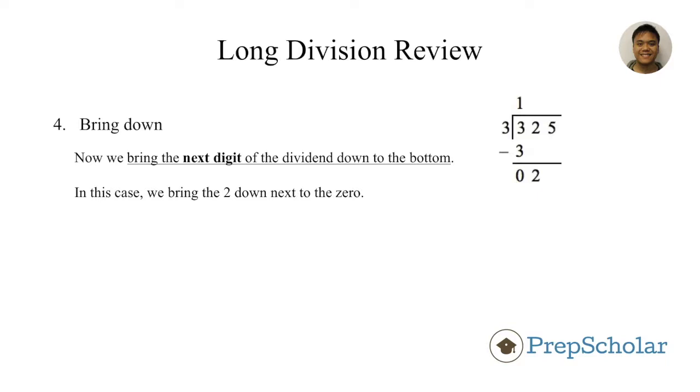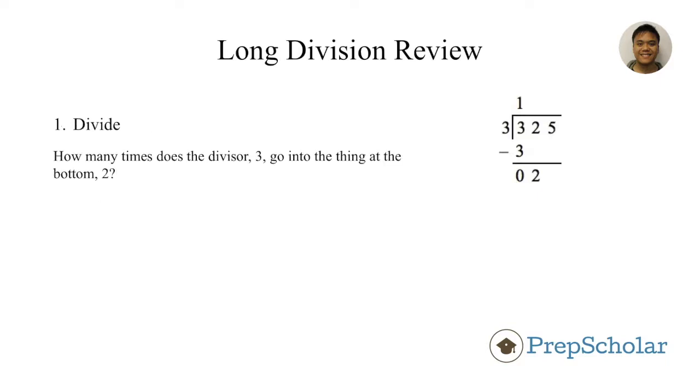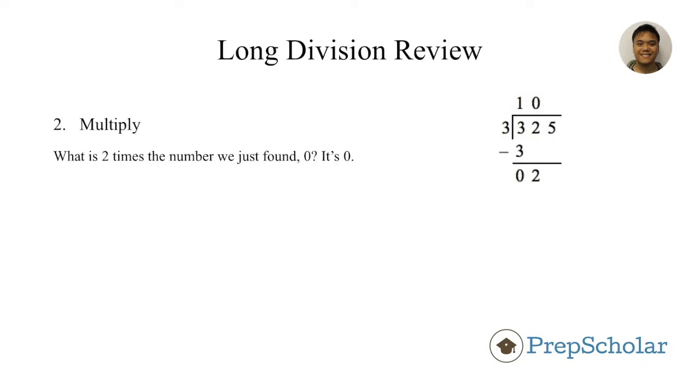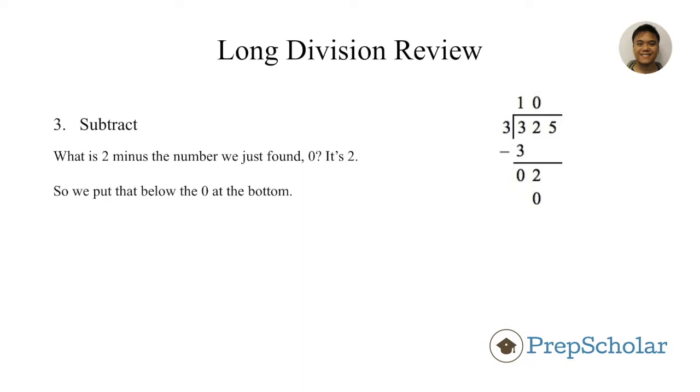And now we just repeat, so we go back to divide. We ask, how many times does the divisor, 3, go into the thing at the bottom, which is 2? Well, it goes in 0 times, because 2 is smaller than 3. So you put a 0 at the top, directly above the 2, and it looks like this. Next is multiply. What is 3 times the number we just found? 0. It's 0, so we put that below the 2 in the dividend. Third, we subtract. We ask, what is 2 minus the number we just found? 0, which is 2. So we put a 2 below the 0 at the bottom, and we write the subtraction vertically again.